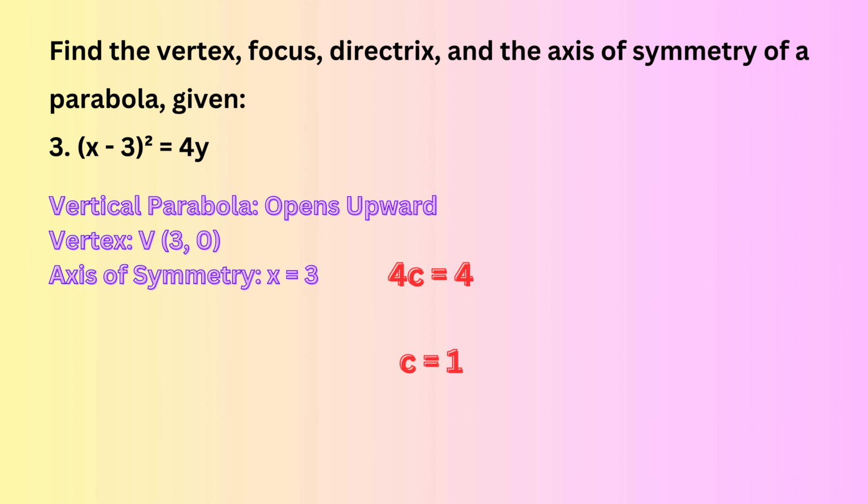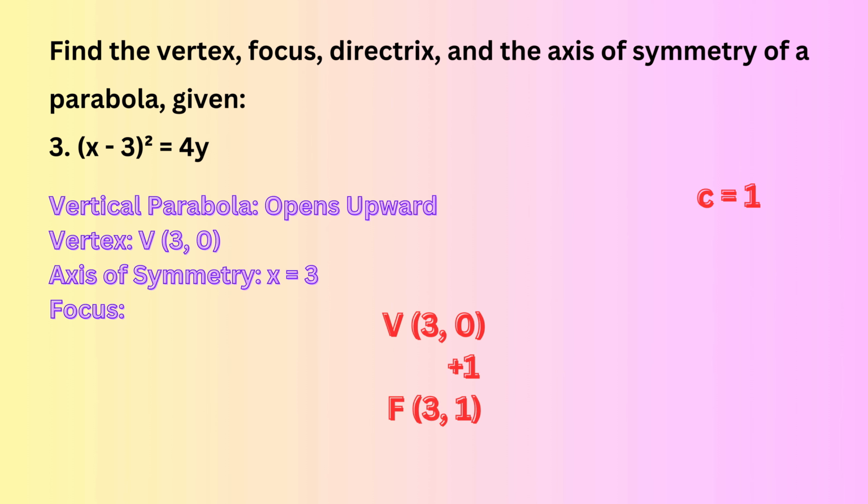Now for the focus and the directrix, here's the trick. Remember, when you're looking for the equation of the axis of symmetry, you check the variable that is squared. This time, for focus, you deal with the variable that is not squared. That is, in this given, it is the variable y. All you need to do is to add the value of c to the coordinate of the vertex that is not squared. In this case, we have to add 1 to the y-coordinate and just copy the x-coordinate. That will give us focus at (3, 1).